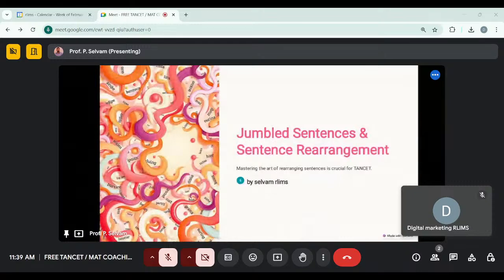Jumbled sentences and sentence rearrangement.